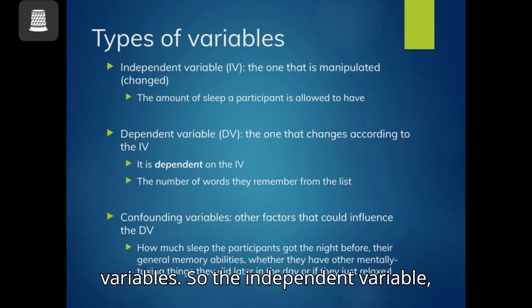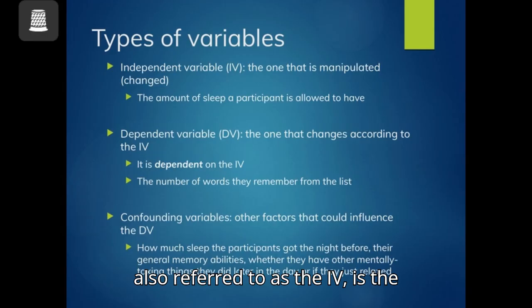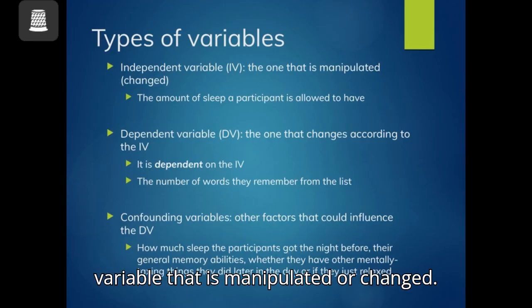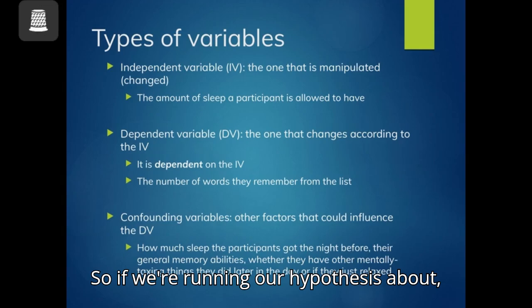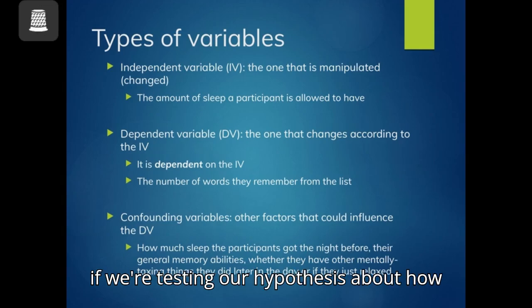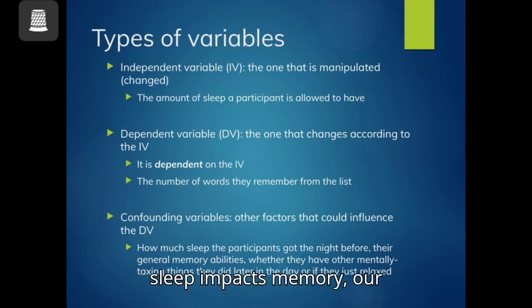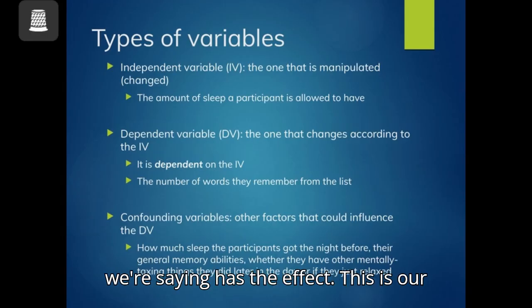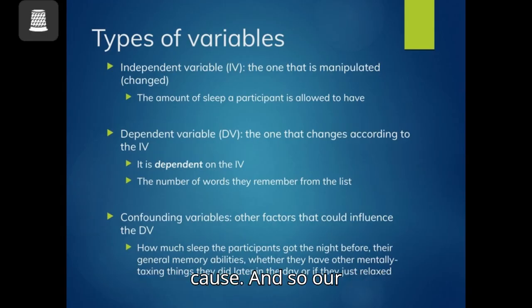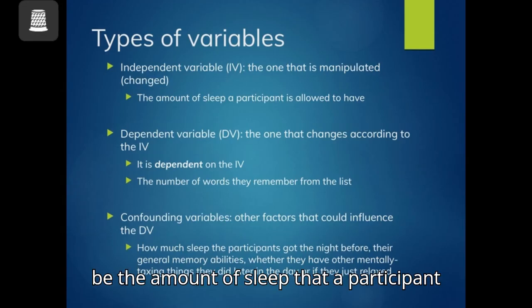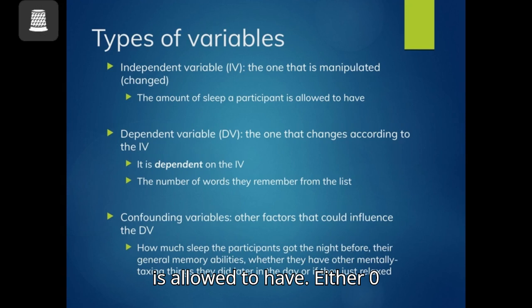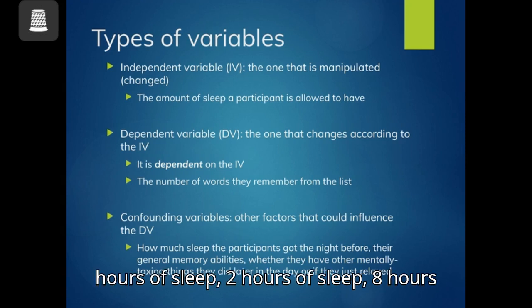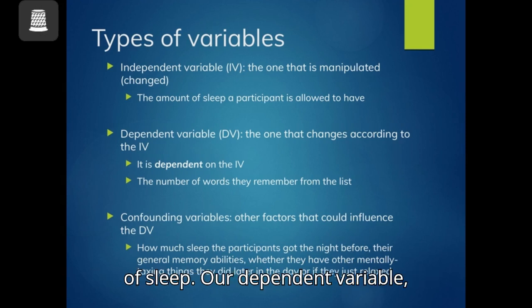The independent variable, also referred to as the IV, is the variable that is manipulated or changed. If we're testing our hypothesis about how sleep impacts memory, our independent variable is the one that we're changing. This is the one that we're saying has the effect. This is our cause. And so our independent variable in this case would be the amount of sleep that a participant is allowed to have. Either 0 hours of sleep, 2 hours of sleep, 8 hours of sleep.